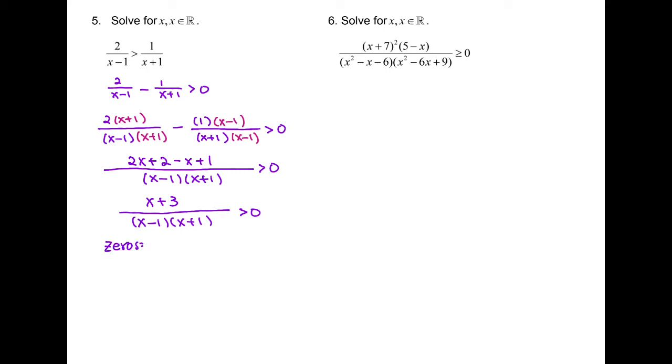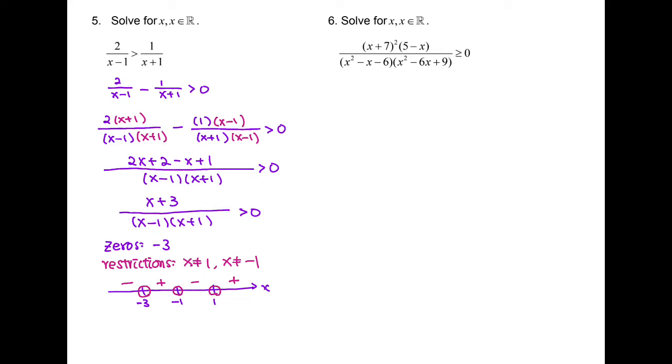That means x plus 3 equals 0 means x equals -3. And let's find the restrictions. x minus 1 cannot be 0 means x cannot be 1. And x plus 1 cannot be 0. That means x cannot be -1. Then, let's put it on the number line to check the positive negative sign for each interval. From the most right-hand side interval to the left will be positive, negative, positive, negative. Since there's no equal sign on the inequality, the zeros will not be included, and the restrictions at 1 and -1 will also be excluded.